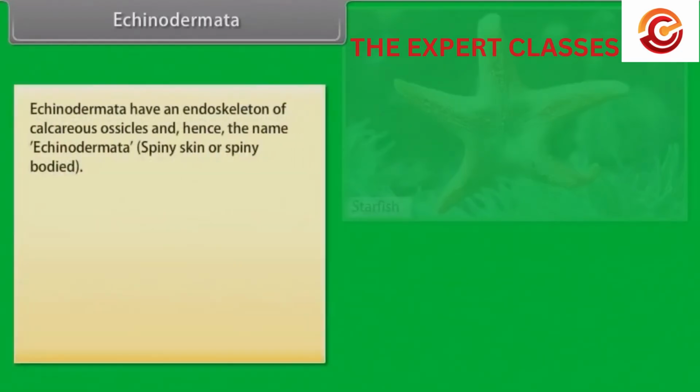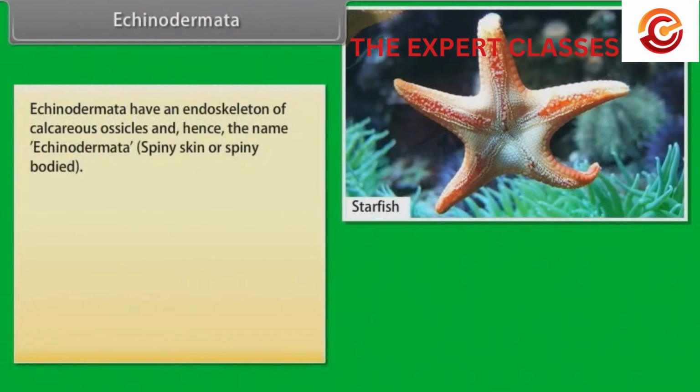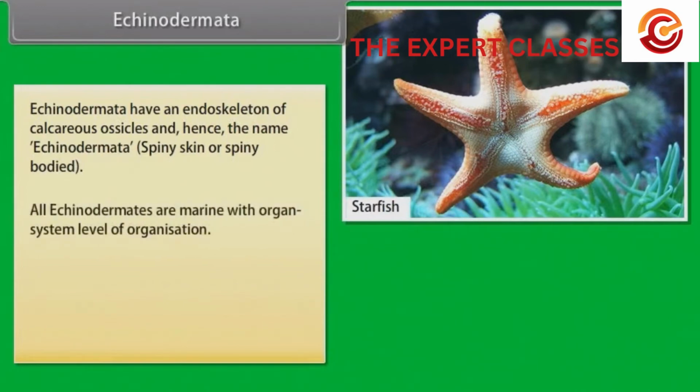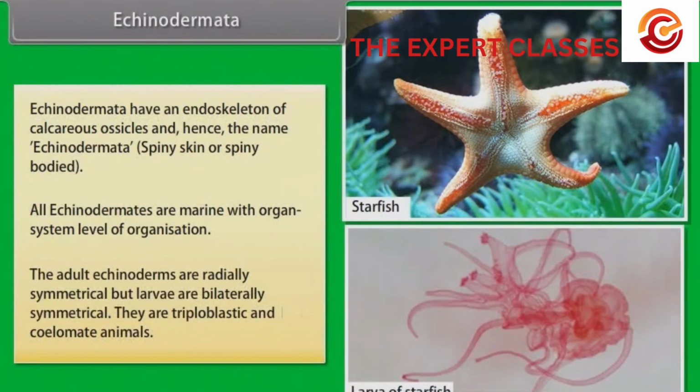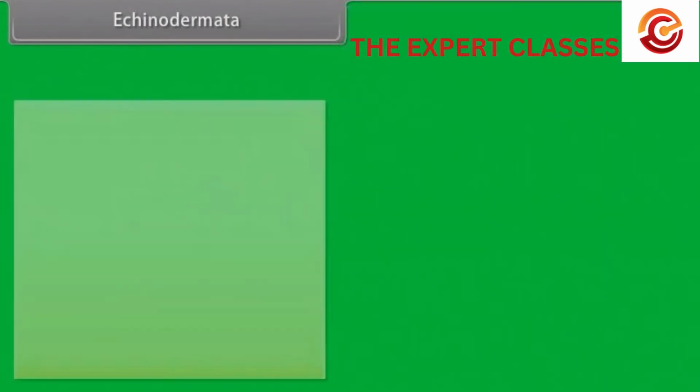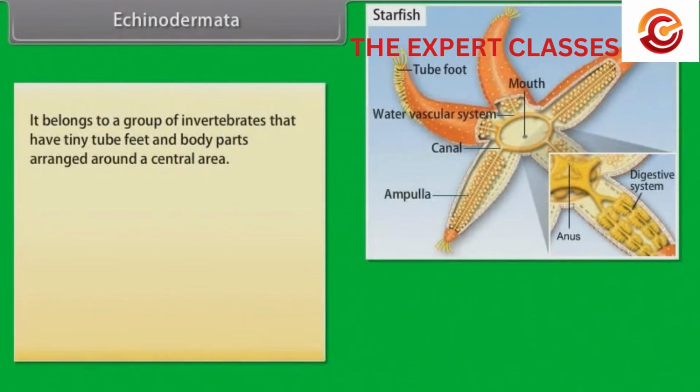Echinodermata. Echinodermata have an endoskeleton of calcareous ossicles and hence the name Echinodermata, which means spiny skin or spiny-bodied. All echinoderms are marine with organ system level of organization. The adult echinoderms are radially symmetrical, but larvae are bilaterally symmetrical. They are triploblastic and coelomate animals. They belong to a group of invertebrates that have tiny tube feet and body parts arranged around a central area.